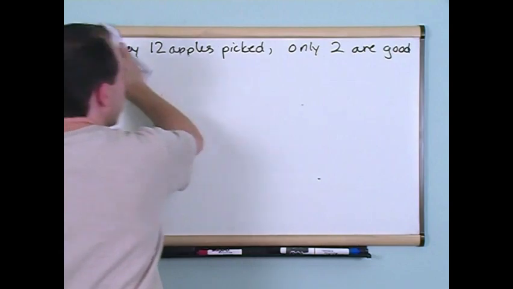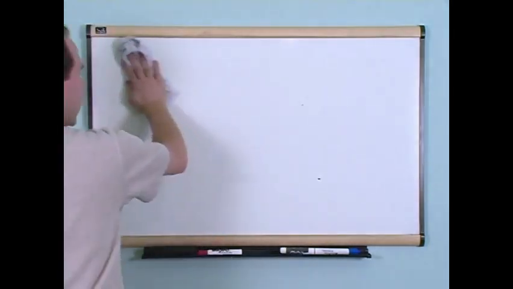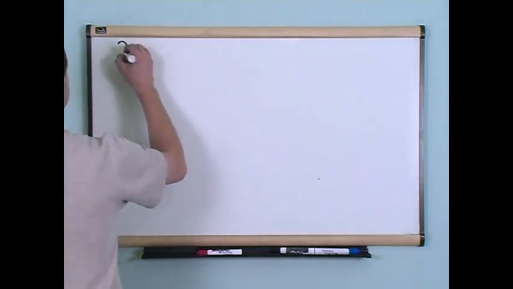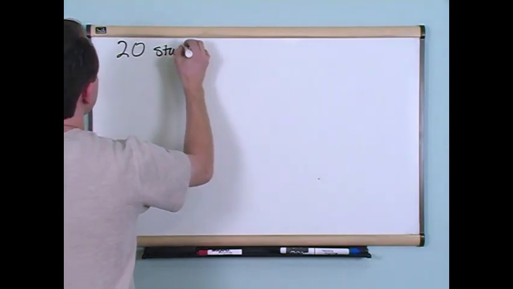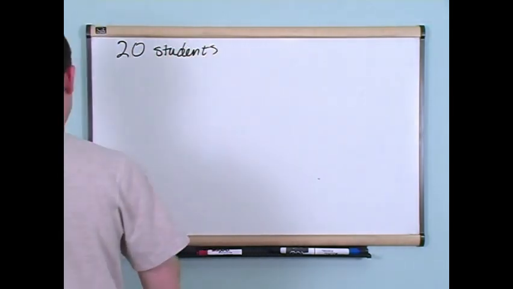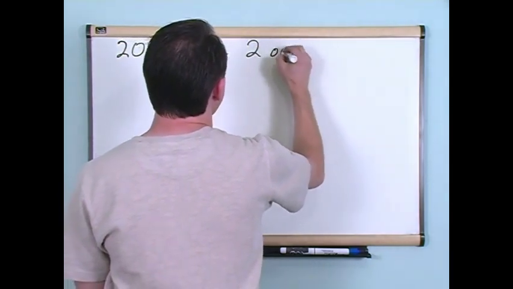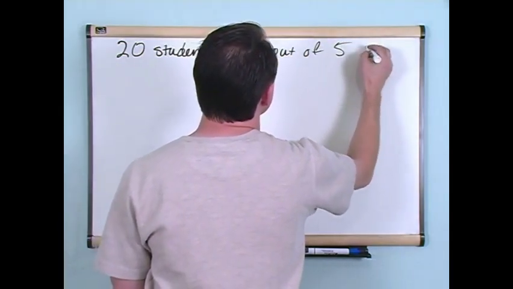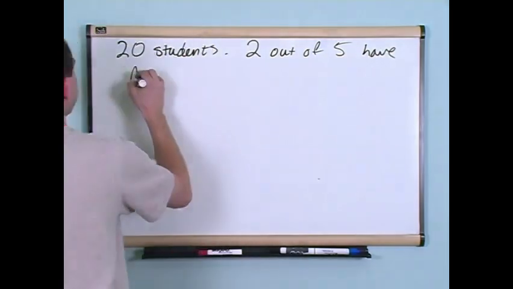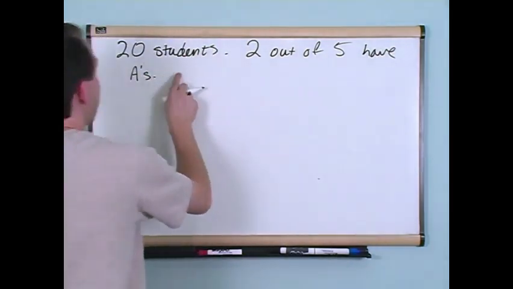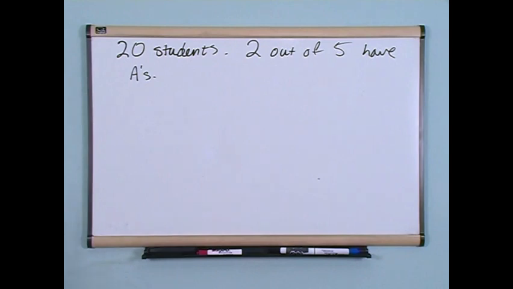Okay? I'm going to do one more quick problem, kind of like a word problem, and that's going to be the following. You have a class of students. There's 20 students in the class. 2 out of 5 students have A's. And the question is, how many students have A's? Okay? So you have 20 students, and you know that 2 out of 5 have A's. That's what I'm trying to figure out. You know that 2 out of 5 have A's, but how many students have A's total?